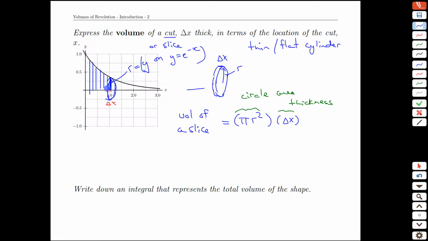And so this distance here from the axis up to the graph is a y-coordinate, and it's defined by the curve y equals e to the negative x. And that's exactly what we want as our radius. So we use that substitution for the boundary here, and we're going to get e to the negative x all squared times delta x.